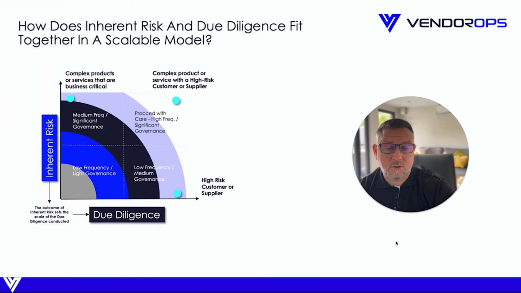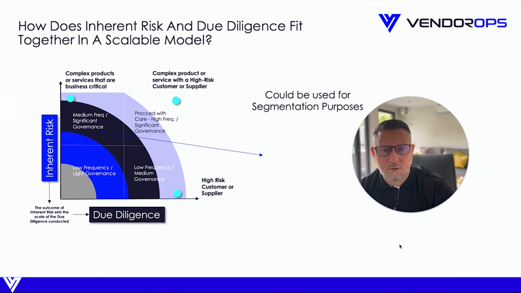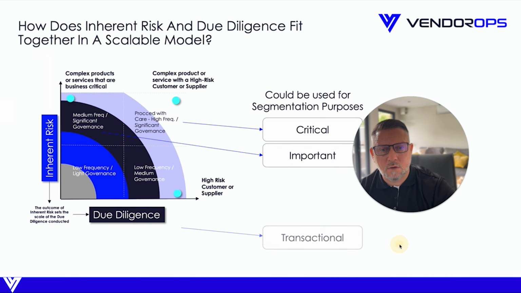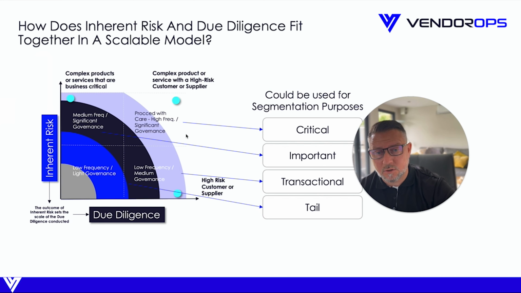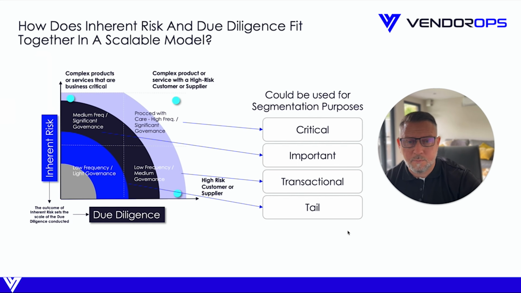You can, in addition to this as another use case, use this quite effectively to inform your segmentation models. So as you can see here, top right's critical, top left important, bottom right transactional, and bottom left tail. It doesn't always line up entirely, but that is something that can be reused to help you with segmentation out of this process of scoring inherent risk and due diligence.